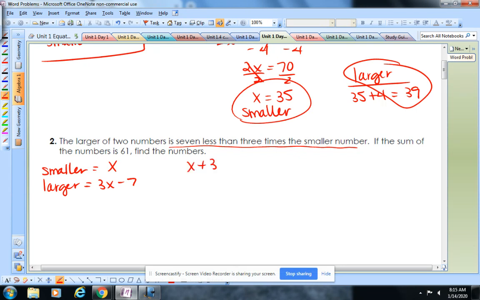x plus 3x minus 7 equals 61. And then we can solve it. Do it. No, combine like terms. Check to yourself.